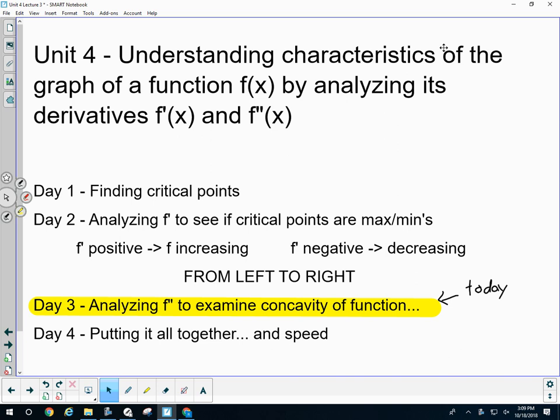Last class, we discovered that the sign of the first derivative of a function tells us if the original function is increasing or decreasing. Okay, and that's how we turned critical points into locations of maxes and mins. That's how we discovered if a critical point was the location of a max or min. Today, we are going to be talking about a second derivative and what a second derivative can tell us about our function. Now, what was one application of a second derivative that we've already talked about in class?